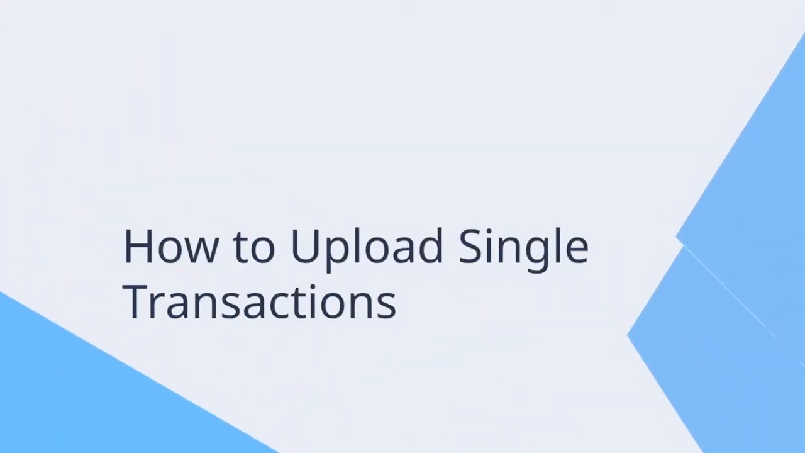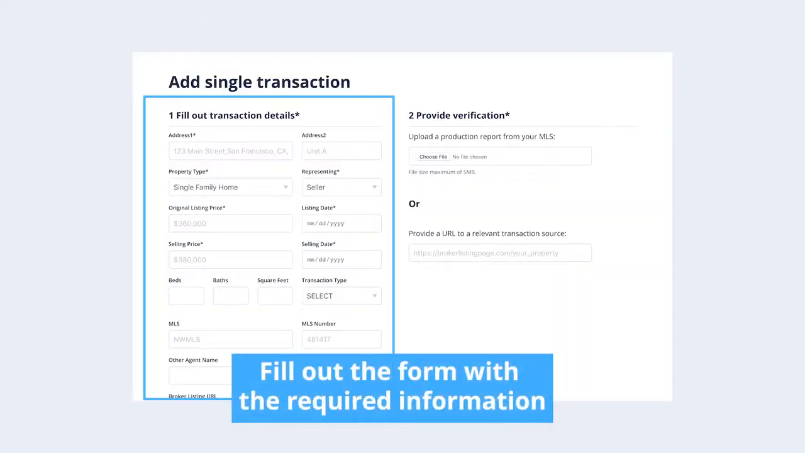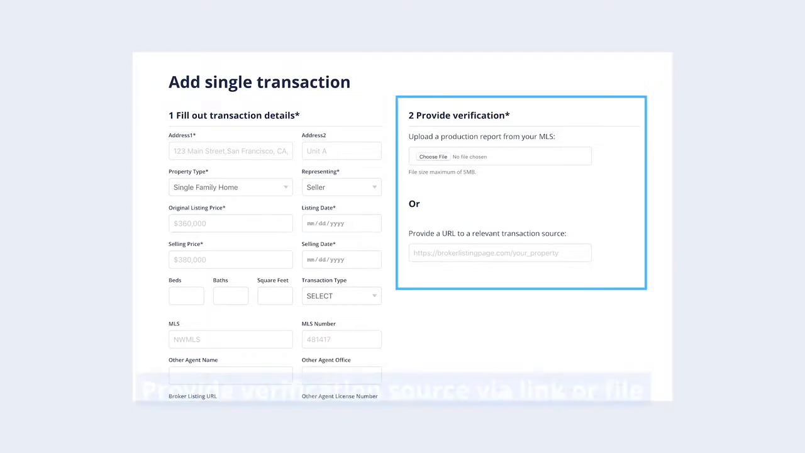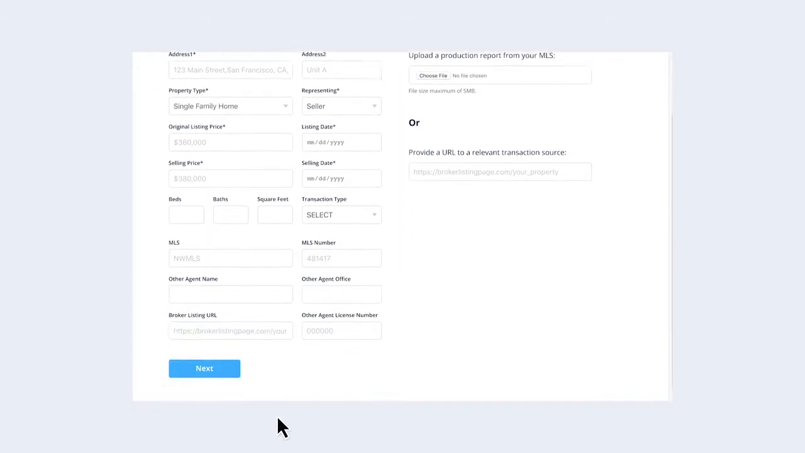To add a single transaction to Homelight, click the Single Transaction button. Simply fill out the form with the required information, then provide a link to your verification source or upload a verification file, then click Next.